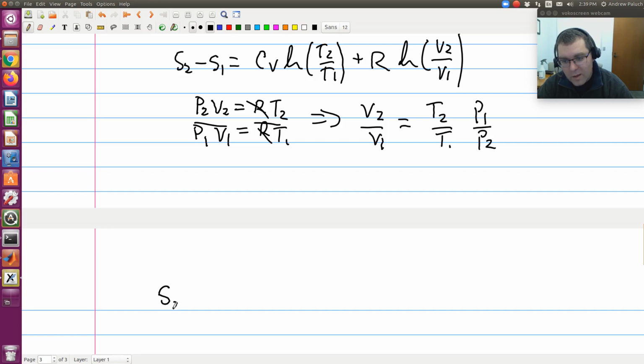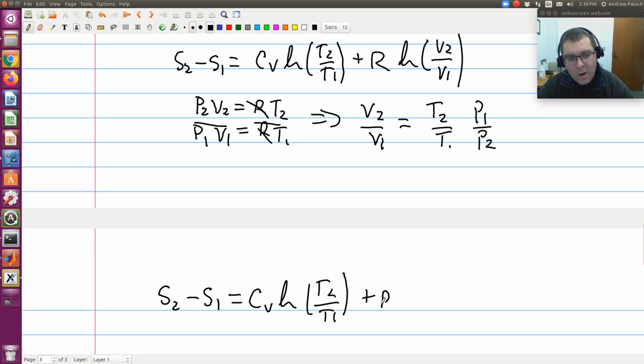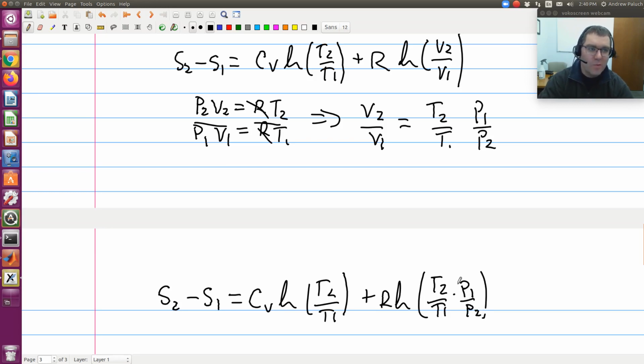and that brings me to S2 minus S1 is equal to CV log T2 over T1 plus R log T2 over T1 times P1 over P2. So I should note, we're going to end up with this expression given in the book for the general change in entropy between some initial and some final state. And so you could use that equation. Here I am working through the equation just to hopefully make it clear exactly where all these equations come from.